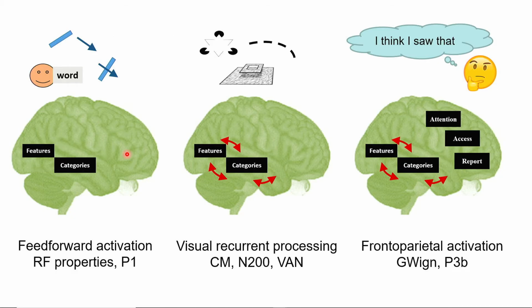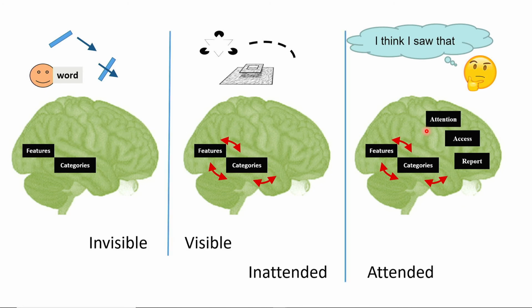So this tells you a different story, which is that the feed-forward activation is doing all the feature detection and categorization and what have you, and then you get the recurrent interactions, which give you perceptual organization. By the way, this is also shown in things like the N200, visual awareness negativity, and all sorts of other neural signals that you can record. But then you get this frontal activation, which gives you, well, more or less the notion, well, I think I saw that. So the more cognitive aspects of the conscious percept.